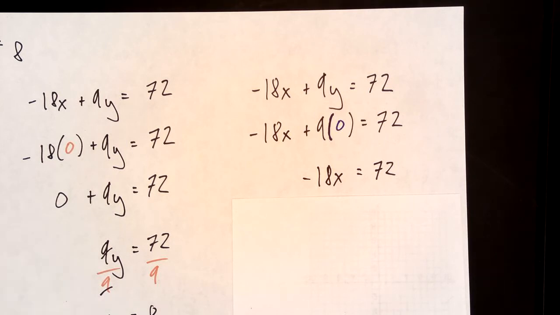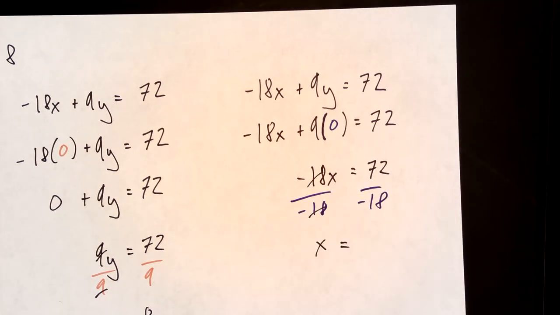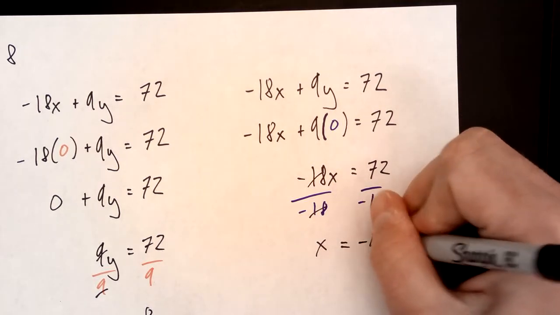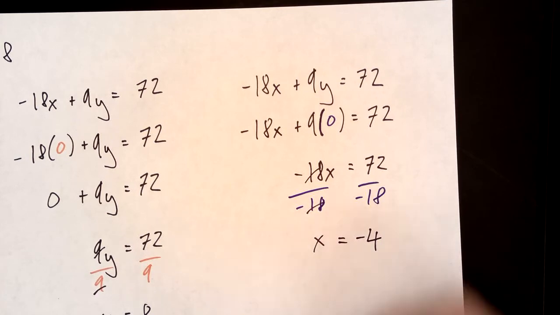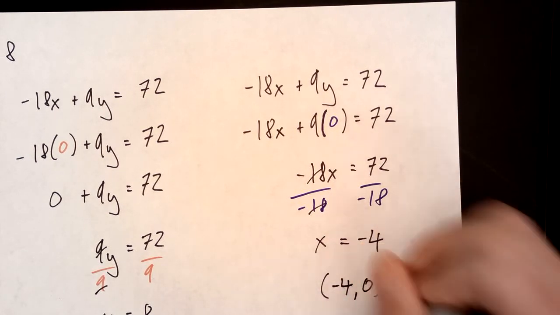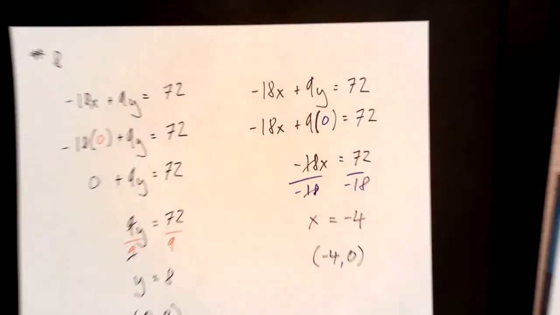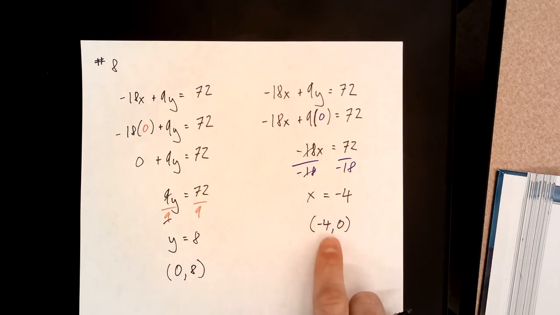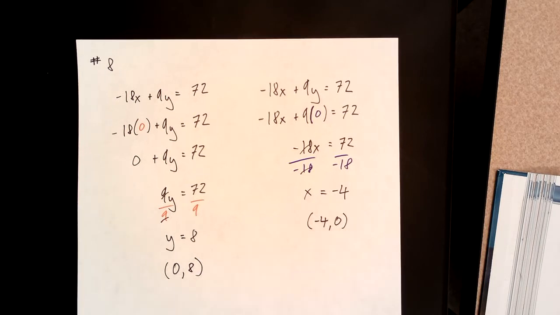I just need to divide both sides by -18, and x equals -4. So my x-intercept occurs at -4, 0. All right. Now I have an x-intercept and a y-intercept. Now I can graph this line in the coordinate plane.